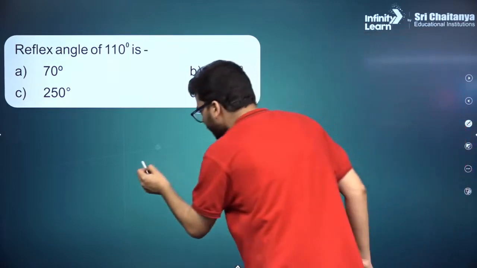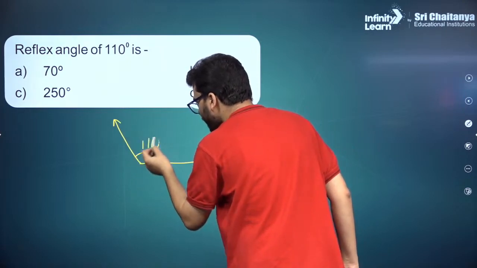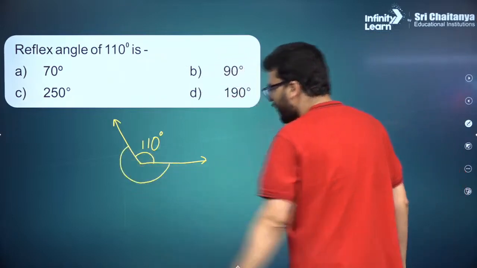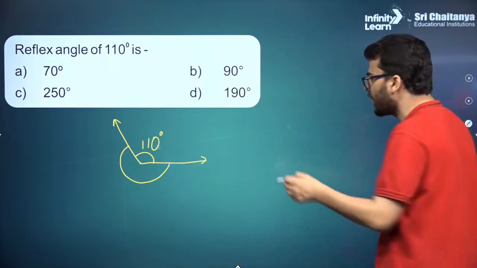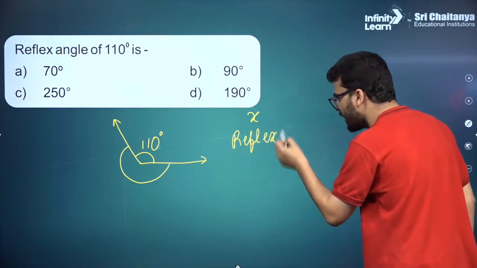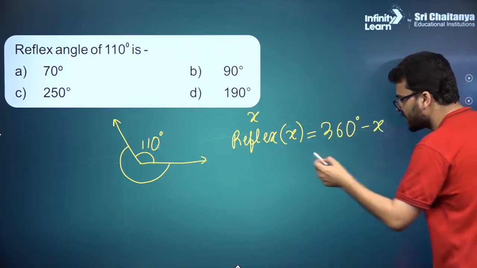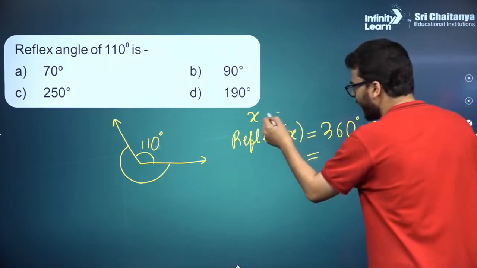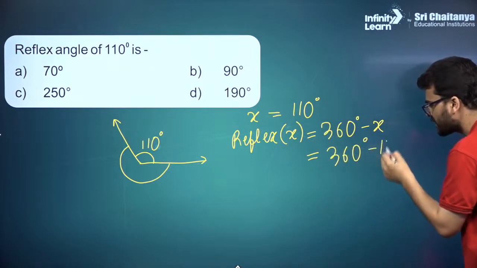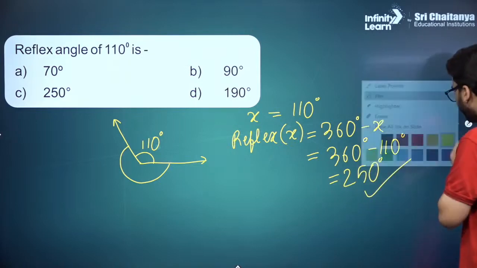Yes, correct. See, reflex angle means what? Suppose 110 will be somewhat like this, yes or no? Correct. So reflex angle means this angle, guys. Whenever you want to find the reflex of any angle, for example, x, the reflex of angle x will be 360 minus that angle. Correct? So over here, if you are taking x to be 110 degrees, its reflex angle will be 360 minus 110 degrees, and that will come out to be equal to 250 degrees.